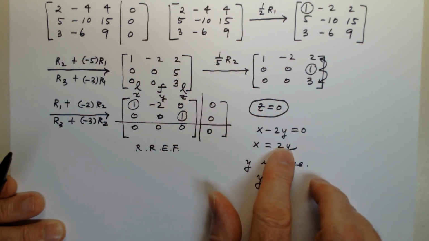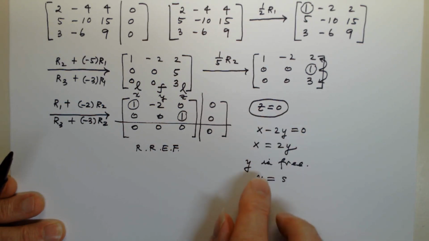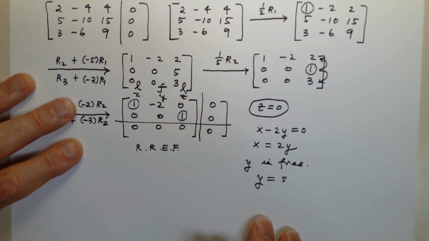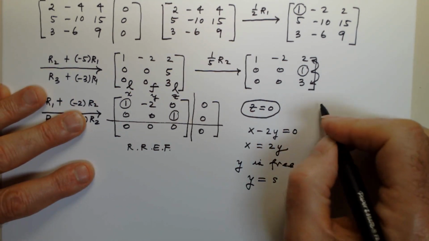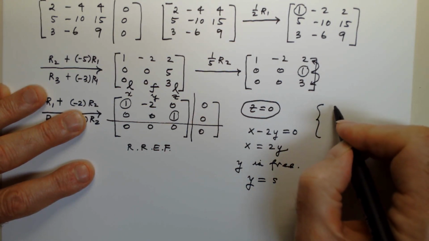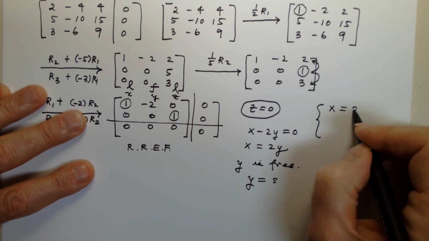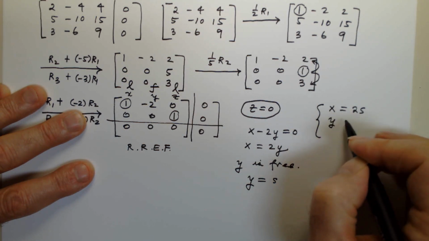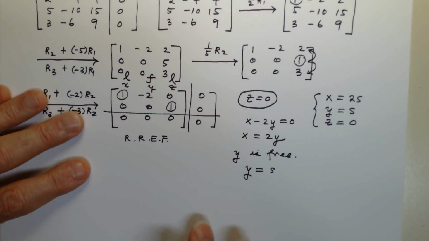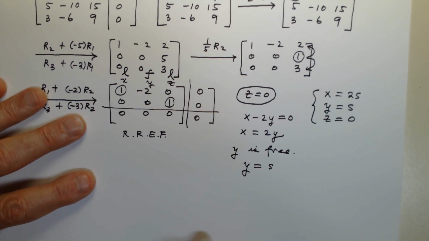So we see that x is bound by y, z is equal to 0, and y is just free to be whatever it wants. So one way to write out the solution is just to list the variables in order and say x is equal to twice s, y is equal to s, and z is equal to 0. That's one way to do it. But in vector form, it would look like this.